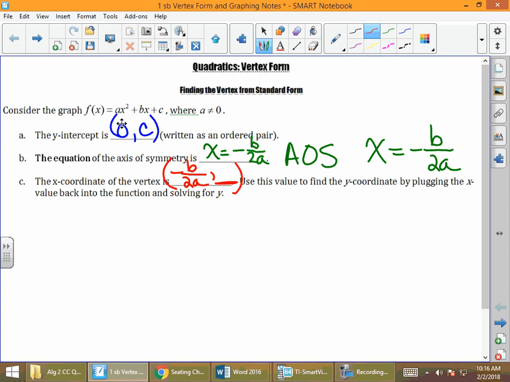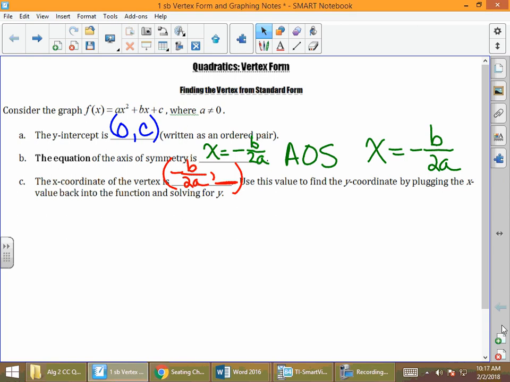by plugging the x value back into the function and solving for y. One other thing that I forgot to talk about is what is the axis of symmetry, back there on letter B, the AOS. It is a line that cuts the graph in half. And what happens is, if we fold along that line, the right half of the graph will land directly on the left half of the graph. And we're going to graph here in a few minutes, so I will be sure to point that out.